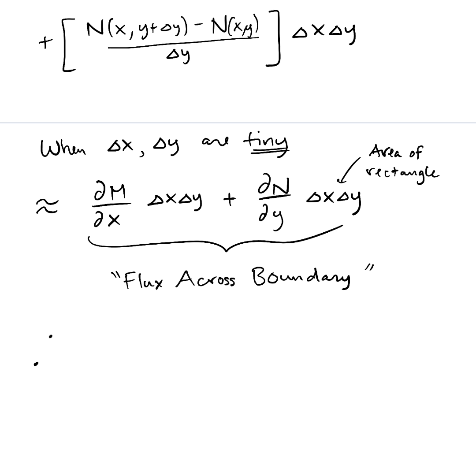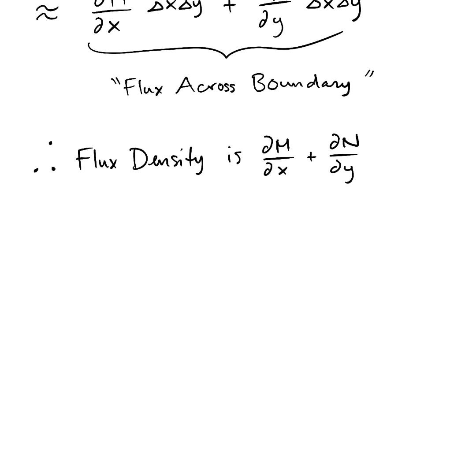So this long derivation is just to arrive at this statement. The flux density is nothing other than dm dx plus dn dy. Now, flux density, I think that's terminology that maybe a physicist or an engineer would use. The math word for this quantity, the flux density, is in this definition.